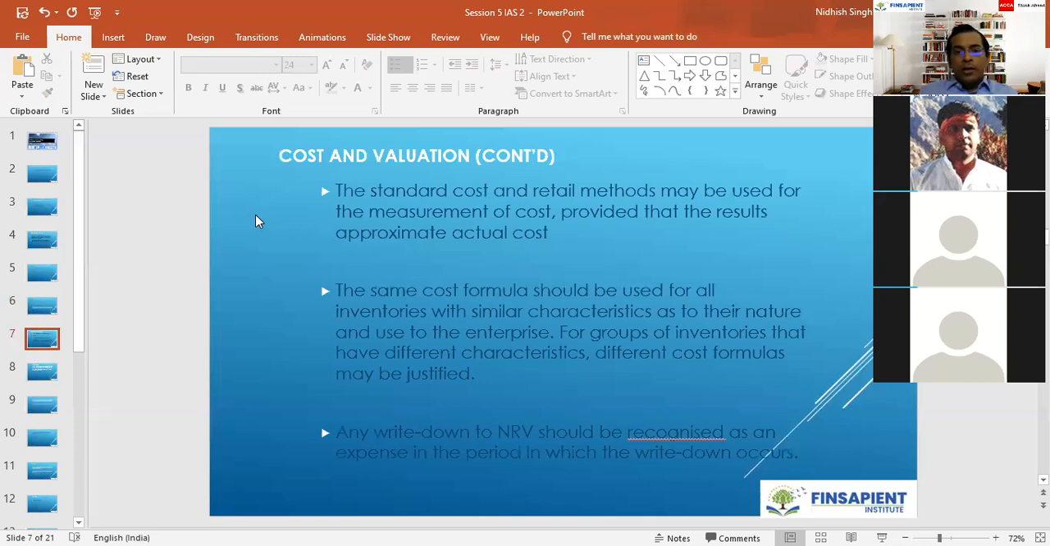Cost and valuation continued. The standard cost and retail methods may be used for the measurement of cost, provided that the results approximate actual cost. Is that something familiar? So it is really saying that when it comes to the costing and as a source of the costing data, the retail methodology should be used. Because remember, when we choose to price inventory, even the source data for that cost can make a difference. If you buy it from a wholesale, that inventory value can be different from the retail methods.